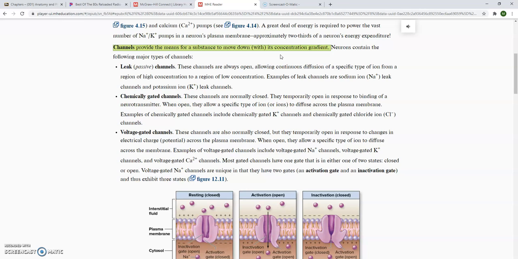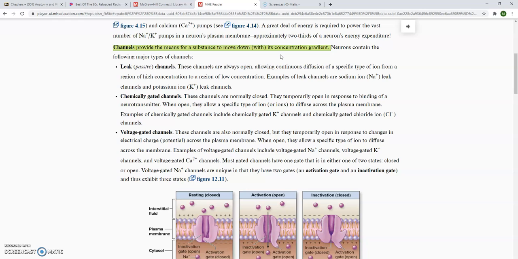All right, and they are specific though. So there might be a leak channel for one ion and then a different leak channel for another ion. All right, so those are our leak channels. So you should be familiar with that they're open all the time, and that they're specific for different ions. Then we have chemically gated channels.